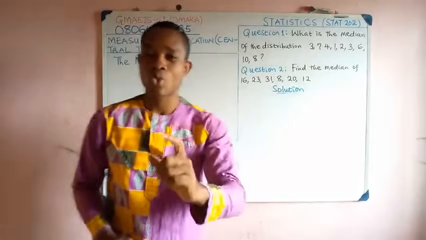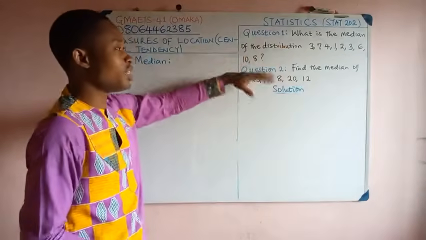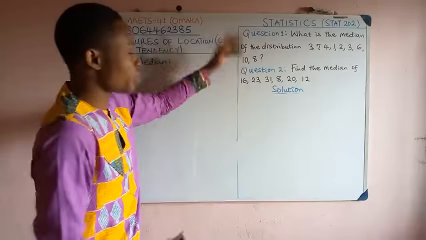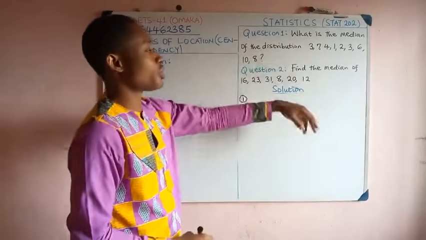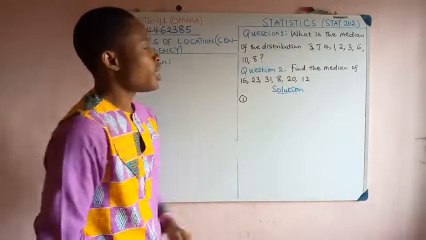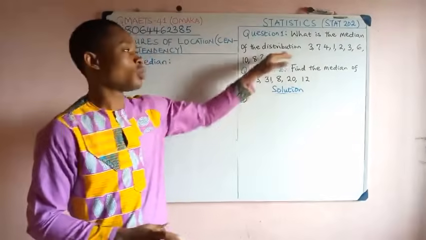We now have these 2 questions on the board, right? To obtain the median of the distributions shown there. So we're starting with question number 1. Let's say that what is the median of the distribution? So this is the distribution, you can say that. Now how do we solve that? For question number 1, okay?